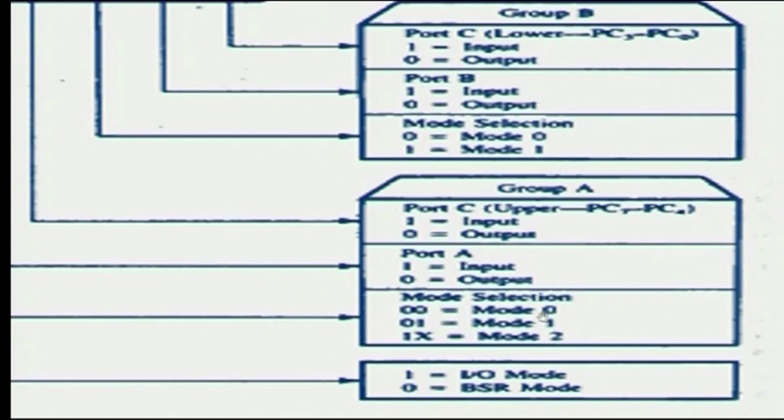When the signals are 0 0 we select mode 0, when the signals are 0 1 we select mode 1, and when it is 1x, that is either 1 0 or 1 1, it selects mode 2. The last bit, D7, is very important, which will define the modes of operation in 8255.